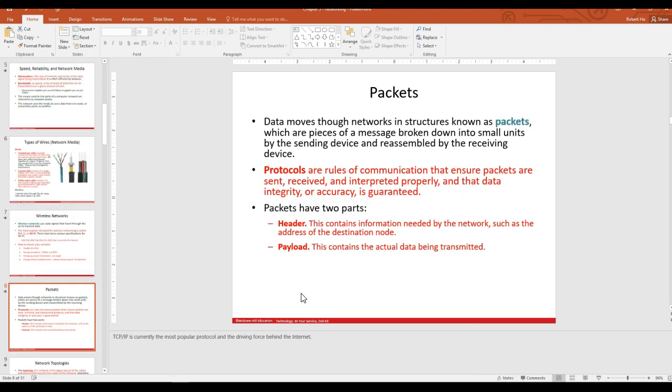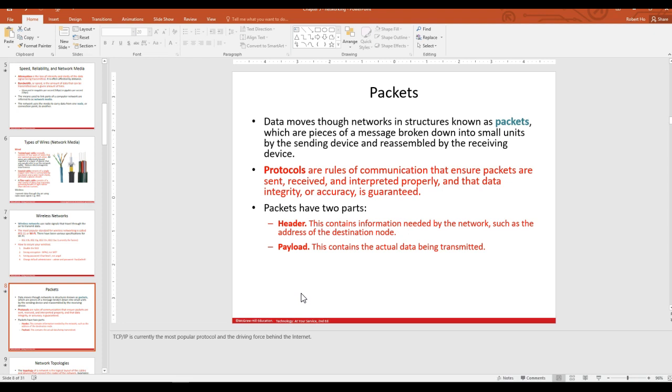Alright, we talk about packets. What are packets? When data moves through the network, it is broken down into small pieces, small units, by the sending device and reassembled at the receiving device. These are called packets, which are pieces of a message broken down into small units. So when someone sends an email from sender A to sender B, the one-page or two-page email is broken down into smaller pieces or chunks. This is called packets.